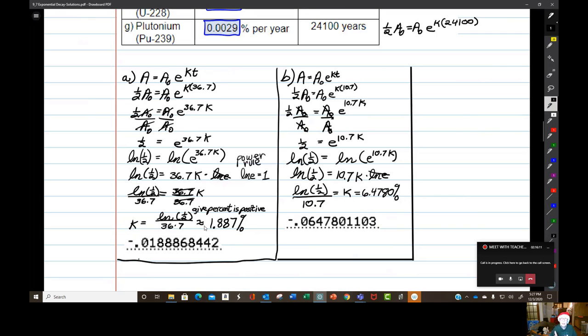But we're going to change this to a percent, and when you change this number to a percent, we only use a positive number for the percent. That's because this is used in sentences. Polonium decays at 1.887% per year. Actually, we're supposed to round to 4 decimal places. So this isn't quite right. Let me rewrite this.